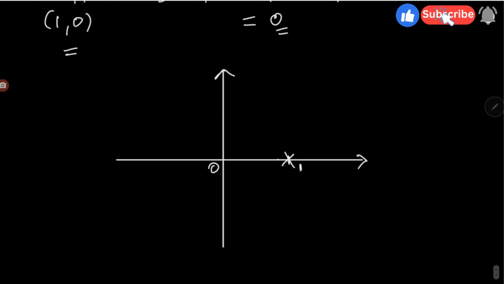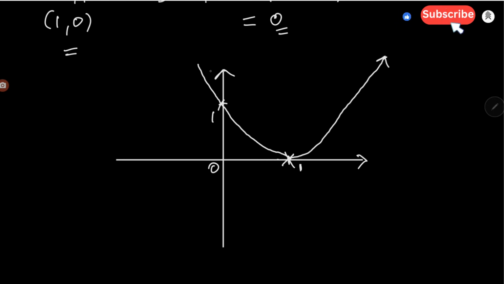So 0, 1 is there. We can put a cross, and we know our graph is opening upwards. So to come from there, cross that point, it will bounce off from the turning point, since it has to turn back, and it will go up like that. So that will be our graph.